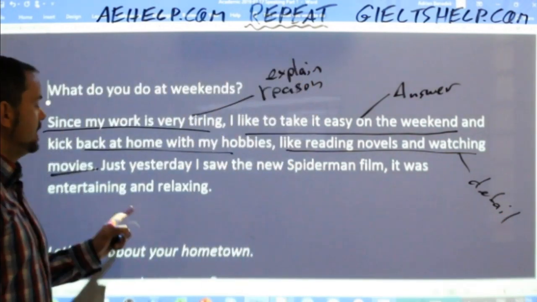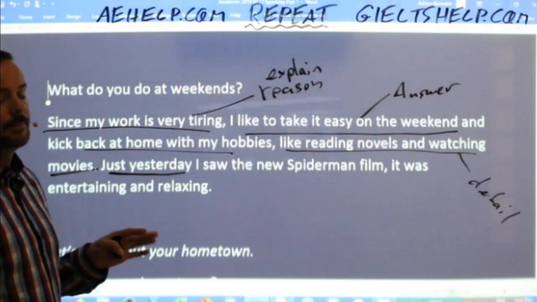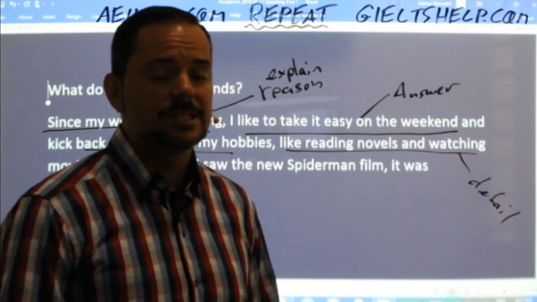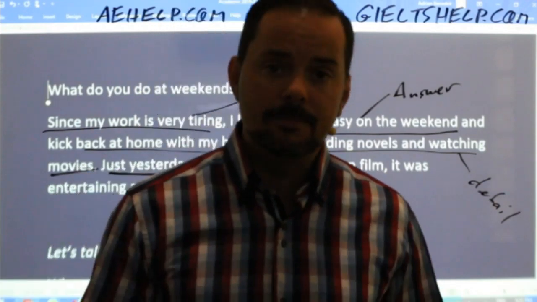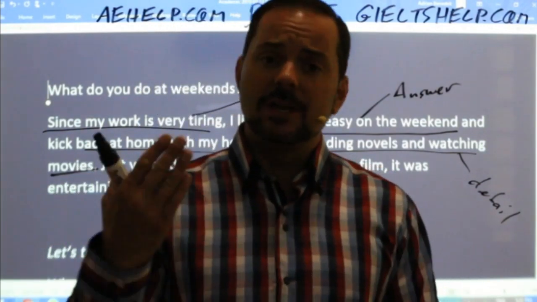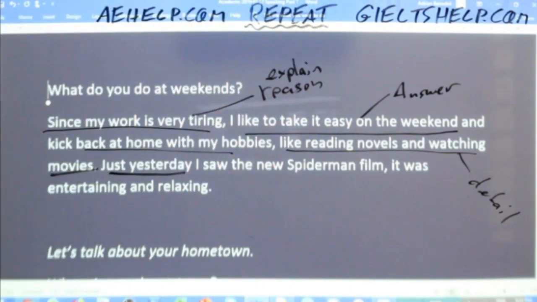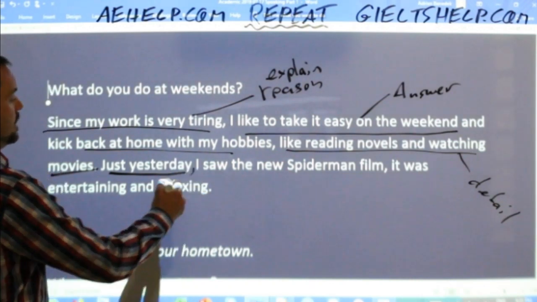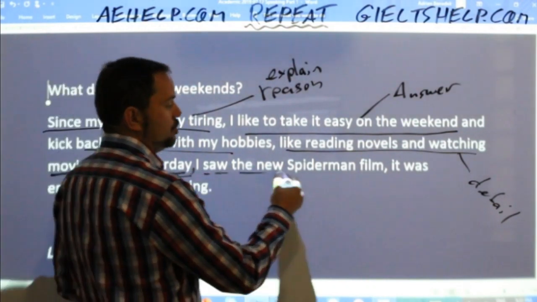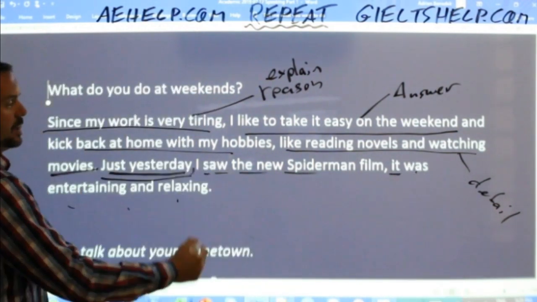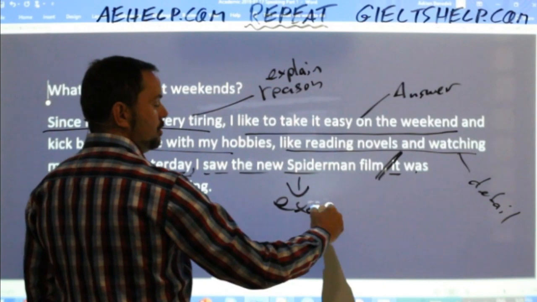Okay. And then here, just yesterday. So I don't say, for example, these days. The examiners don't like to hear for example or for instance because they feel the student is just going to blah, blah, blah, and go off topic. And they don't have time for that, so they interrupt students when they hear for example or for instance. So we stop teaching students to say that. Instead, you want to quickly force your example with expressions like just yesterday. Just yesterday, I saw the new Spider-Man film. It was entertaining and relaxing. Even if the examiner cuts you off here, you already have your example.